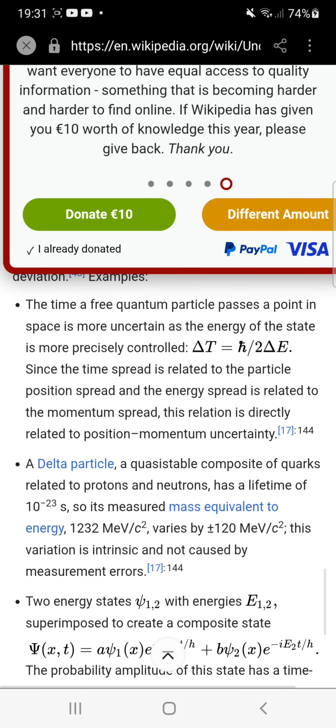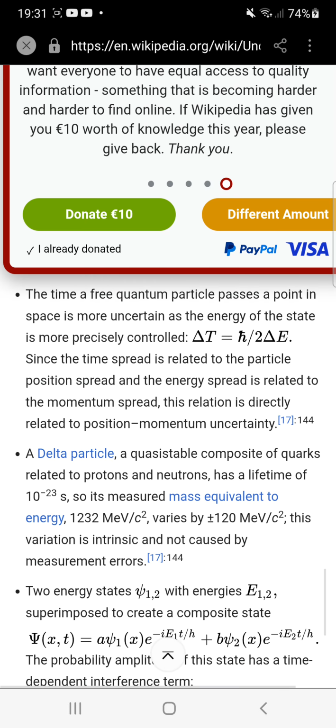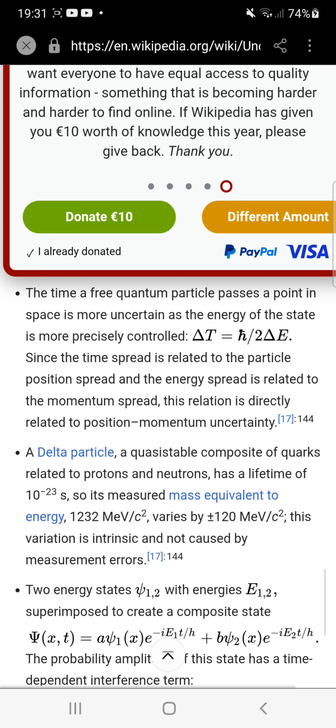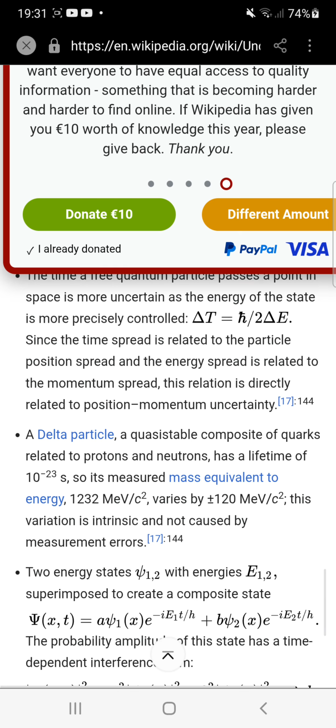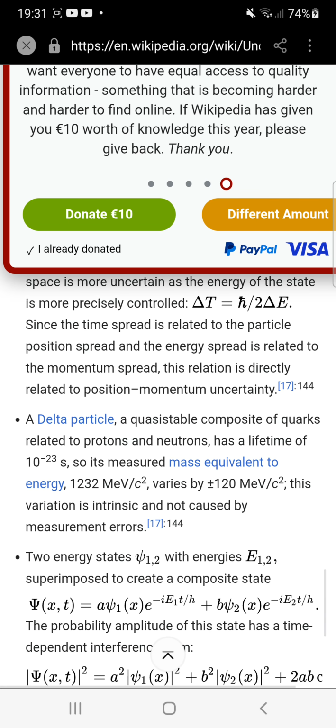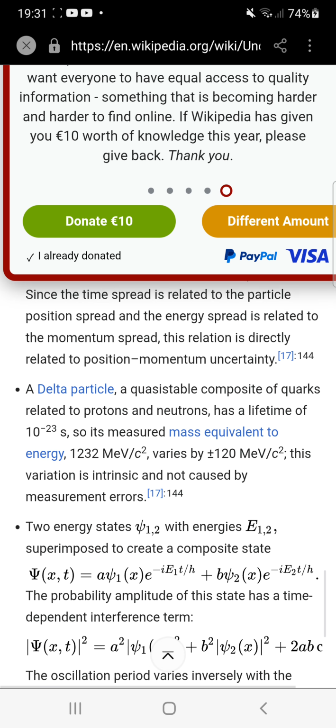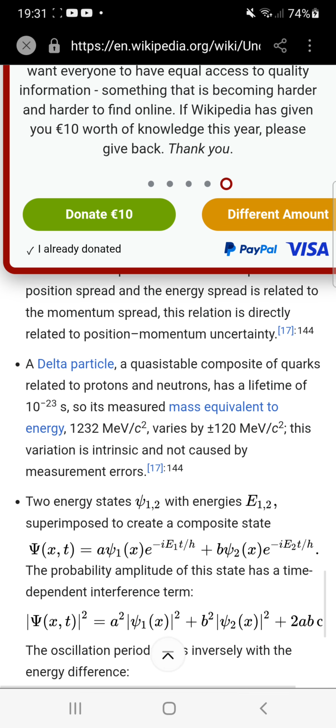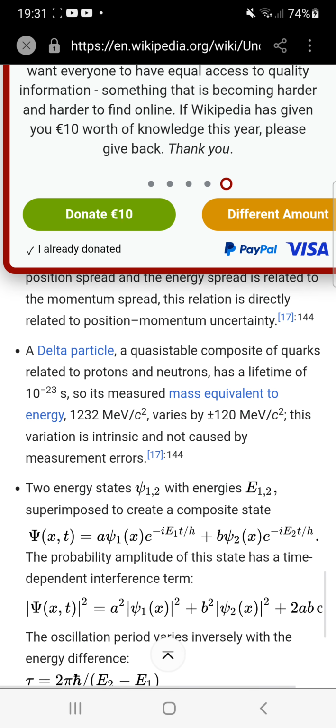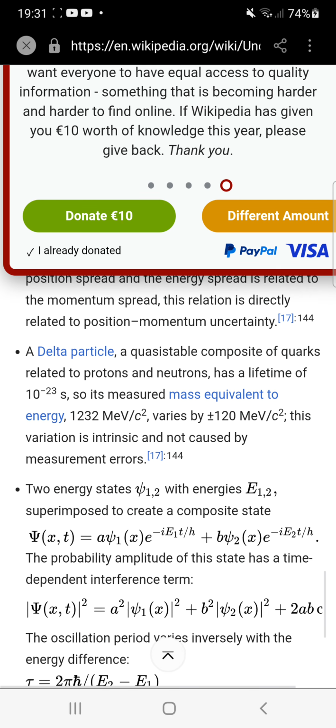Examples: the time a free quantum particle passes a point in space is more uncertain as the energy of a state is more precisely controlled. Delta T equals h bar divided by 2 delta E, so the time spread is related to the particle position spread, and the energy spread is related to the momentum spread. This relation is directly related to position-momentum uncertainty.